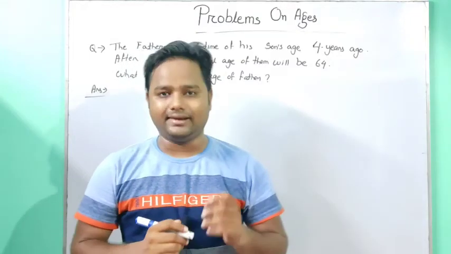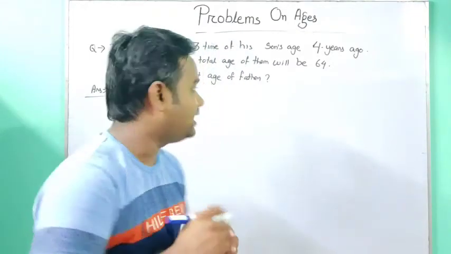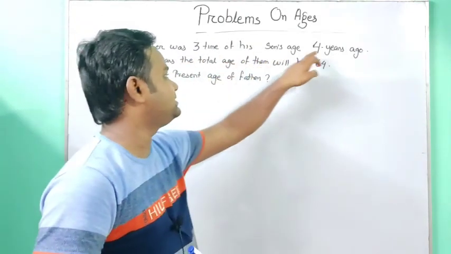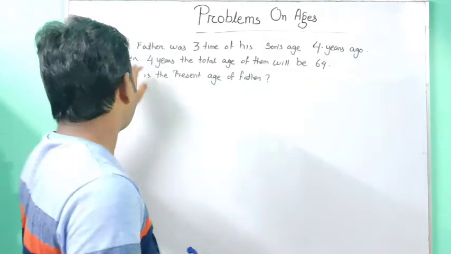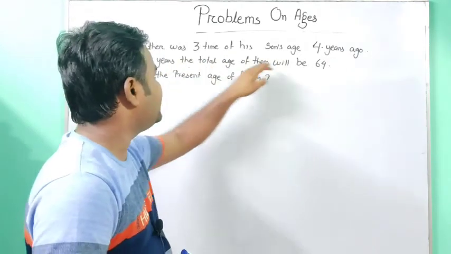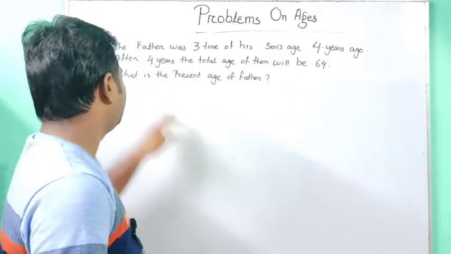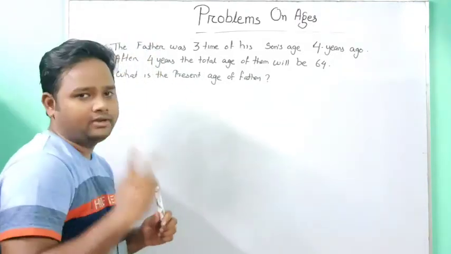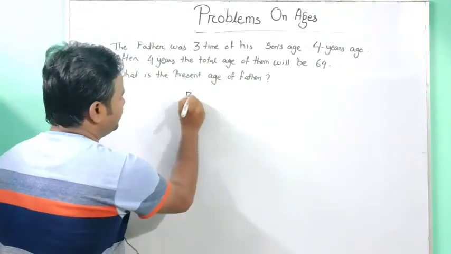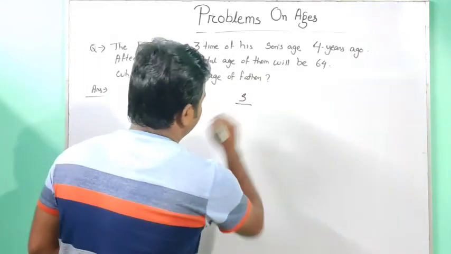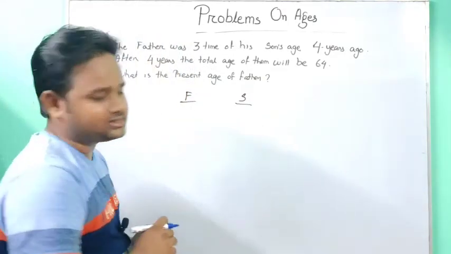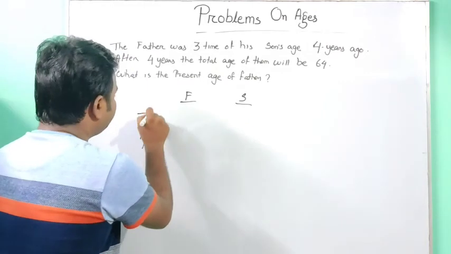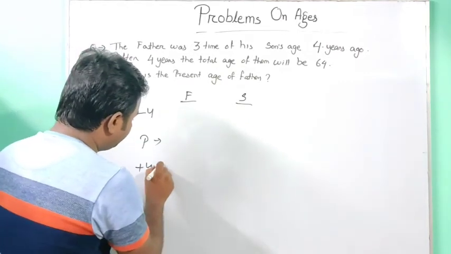This will be the last question of today's class. The father was 3 times his son's age 4 years ago, and after 4 years the total of their ages will be 64. What is the present age of the father? Here also two persons are given, the father and his son, and three phases of age are given: the present age, the age before 4 years and the age after 4 years.